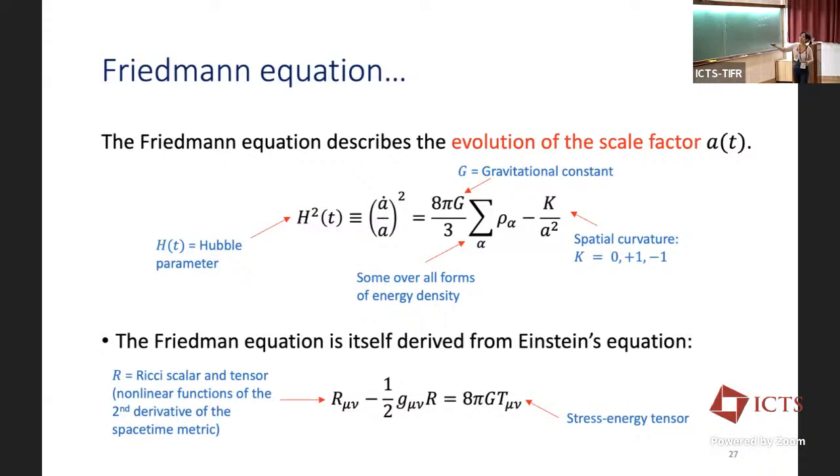So it's basically an equation for a dot over a, the derivative of the scale factor with respect to time, divided by a. This combination here is usually called the Hubble expansion rate. And as you can see, H squared here is proportional to 8 pi G divided by 3, where G is the gravitational constant. And rho alpha here is the energy density of all the stuff that we have in the universe, dark energy, radiation, matter, whatever else, and you sum over all of them. There's also an additional piece here that depends on the spatial curvature. So what this tells you is which forms of energy density affect the expansion rate. The spatial curvature of space also determines how fast the universe expands.